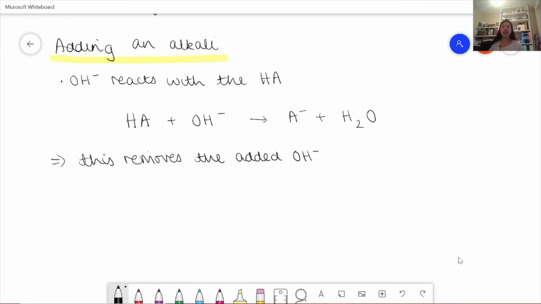And so first, looking at when we add an alkali to the buffer, what happens is that the OH minus, which has been added because it's part of the alkali, so if we had sodium hydroxide, that would be the alkali, and OH minus would come with that. And that OH minus reacts with the weak acid, and this forms A minus and water. And so this means that the concentration of HA decreases and the concentration of A minus increases. And because of this, it removes the added OH minus. The pH will remain constant.